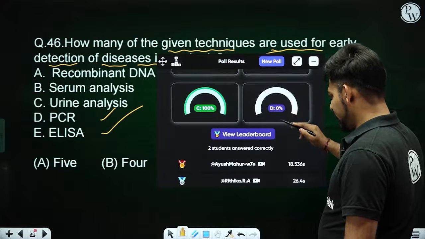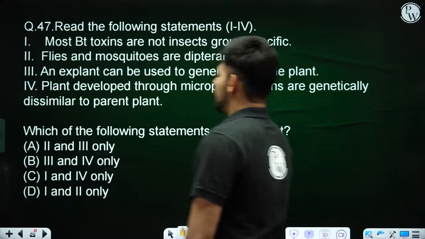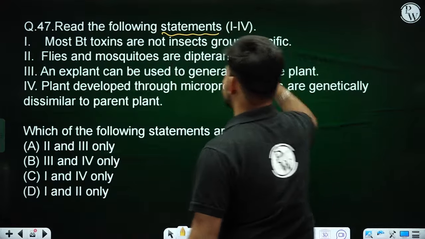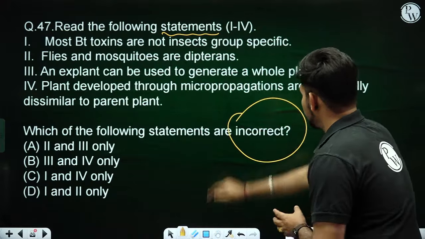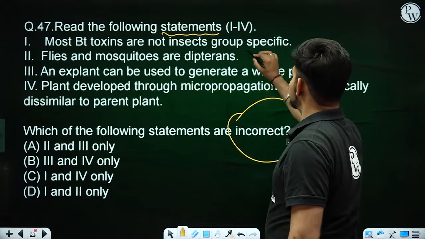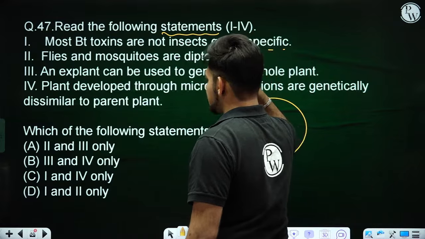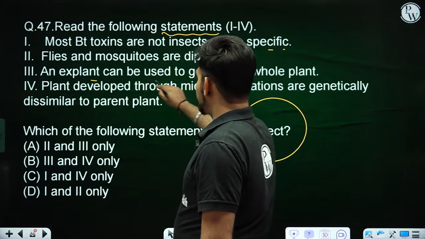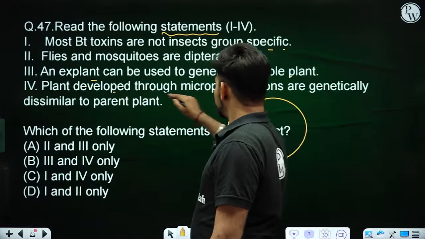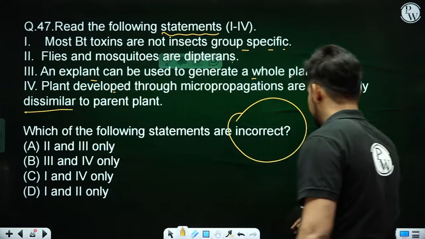And again, Ayush and Ritika have given the right answer for this question. Now coming to question number 47, again we have to read out the following statements and accordingly find out the incorrect ones. It's saying that most Bt toxins are not insect group specific. Flies and mosquitoes are dipterans. An explant can be used to generate a whole plant. Plants developed through micropropagation are genetically dissimilar to parent plants.